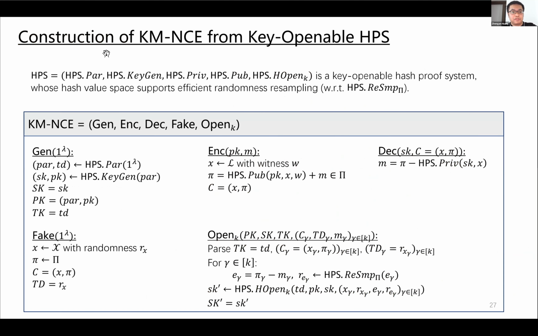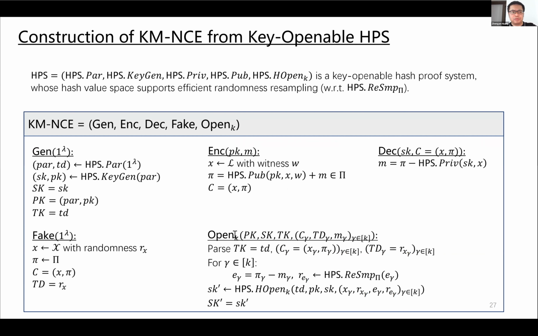Now let's turn to the construction of a KMNCE from key openable hash pool system. This is the detailed construction. For key generation, the secret key, public key, and trapdoor key are directly from that of the hash pool system. For encryption, firstly sample X from the subset, and then use the public key to compute the hash value, and use the hash value to hide the message. The ciphertext is X and pi. To generate a fake ciphertext, the fake algorithm uniformly samples X and pi, and lets the trapdoor be the corresponding randomness Rx. We know that here this X is a sample from the universal set.